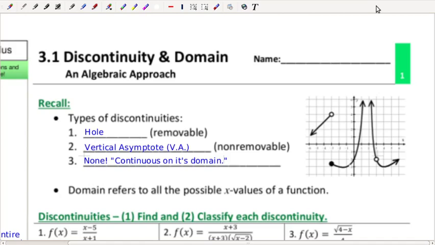In the last unit, we looked at discontinuities in domain from a graphical perspective. And in this lesson, we're going to take it to the next level with an algebraic approach. So here we go. Recall that there are three different types of discontinuities.